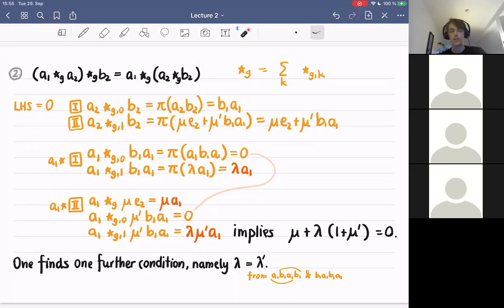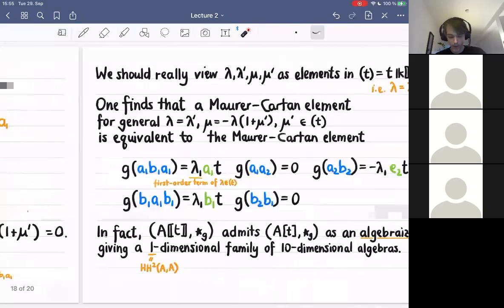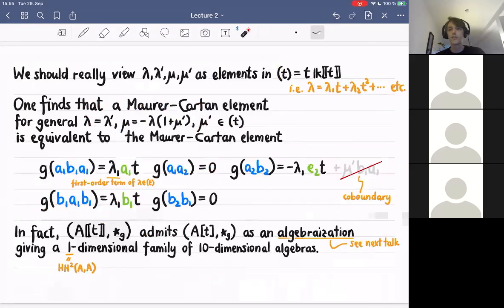And the left-hand side was 0, so this is the condition imposed by this second equation. We get the condition that mu plus lambda into 1 plus mu prime should be 0. This also gives one further condition, and that is that lambda should equal lambda prime. Okay, and so this is the end of the computation of the equations imposed by the Maurer-Cartan equation.